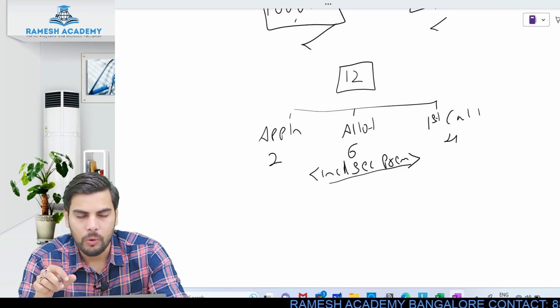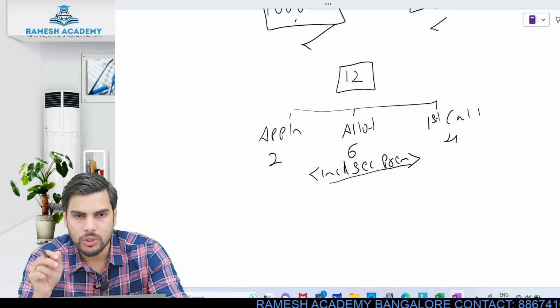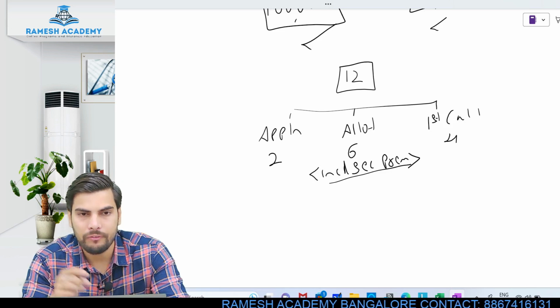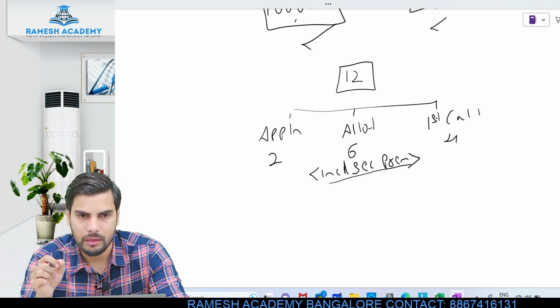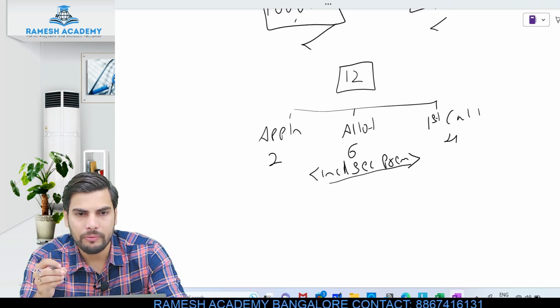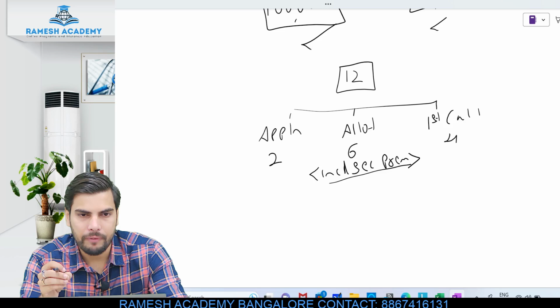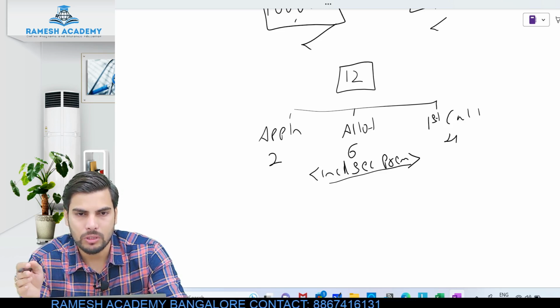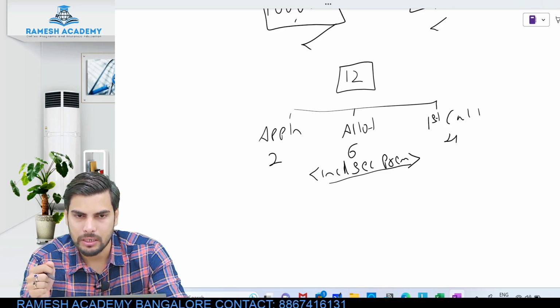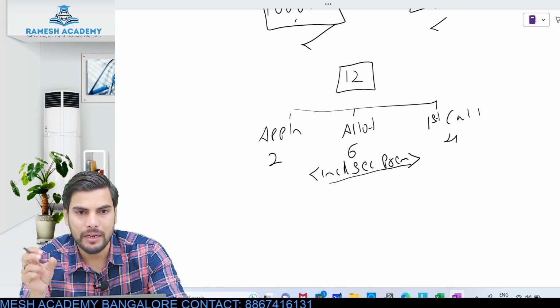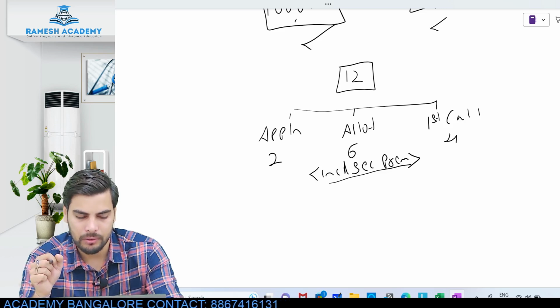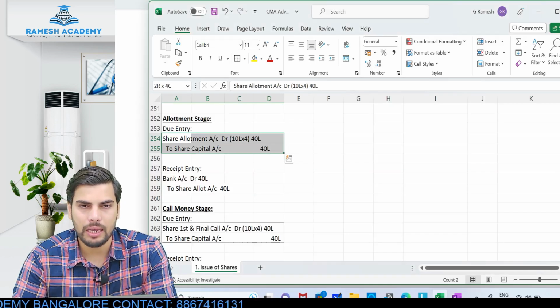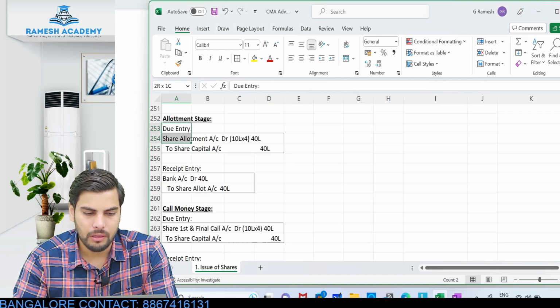Now, from the allotment stage onwards, you know that we need to pass the due entry first and then the receipt entry. Correct? So you will be confused whether I need to give effect to this securities premium while passing the due entry, or while passing the receipt entry. Which is the entry wherein you give effect to share capital? Don't you think you'll be giving effect to share capital while passing the due entry? Look at this.